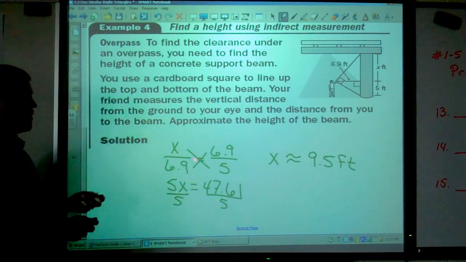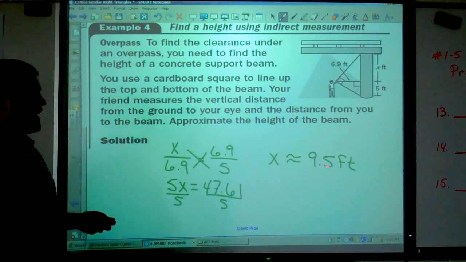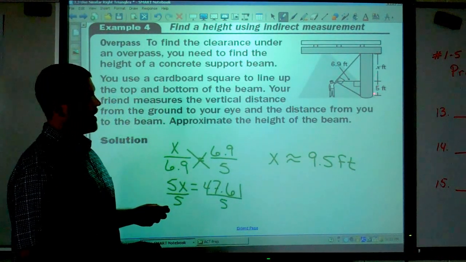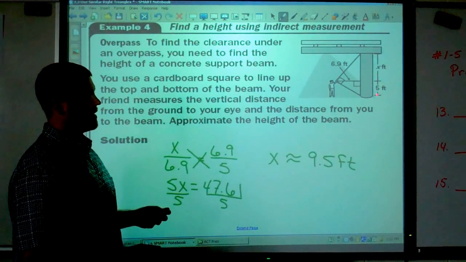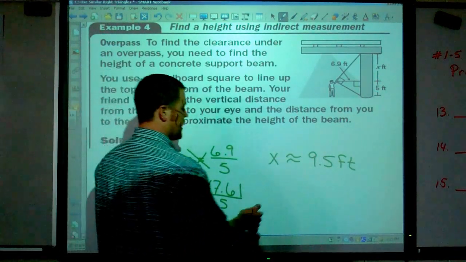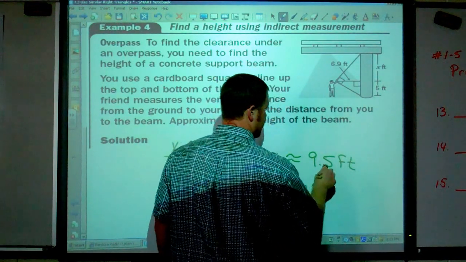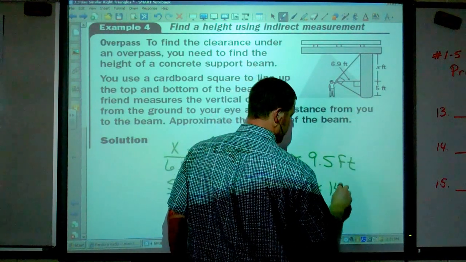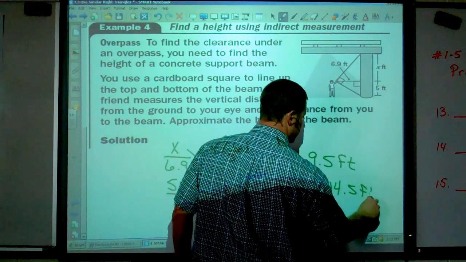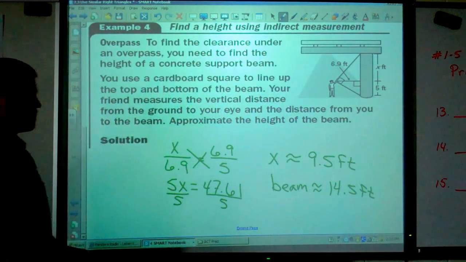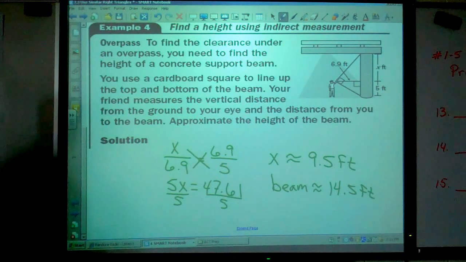That's x. Now, approximate the height of the beam. So if x is about 9.5, we add 5 to that for that height. Okay. The height of the beam is about 9.5 plus 5, so it's 14.5 feet. Okay?